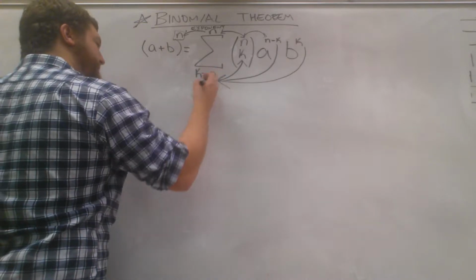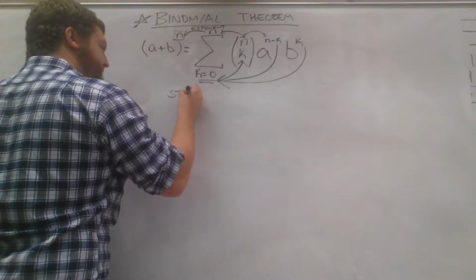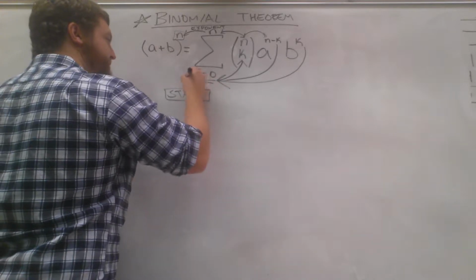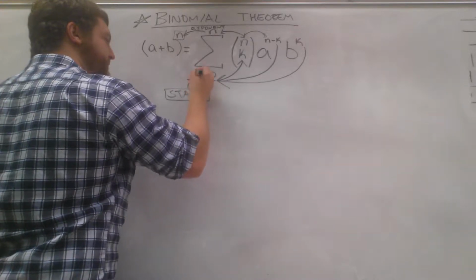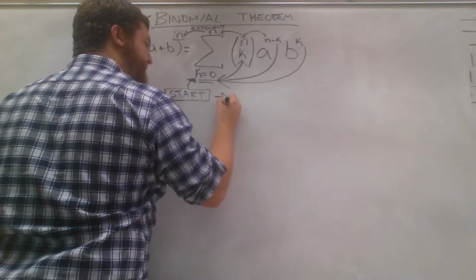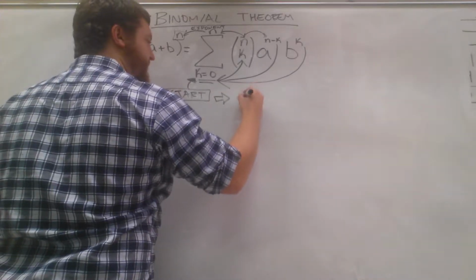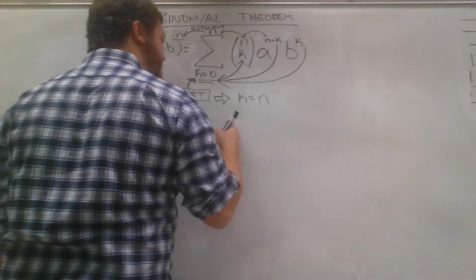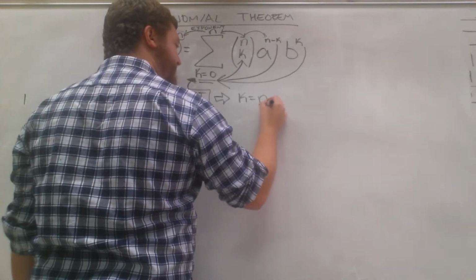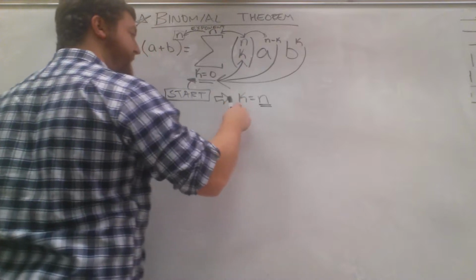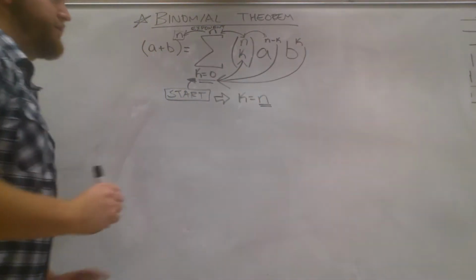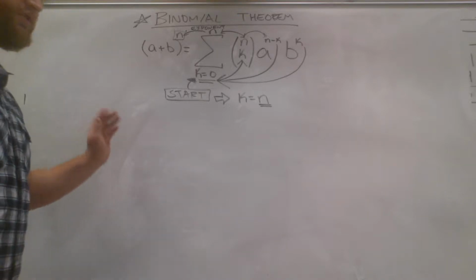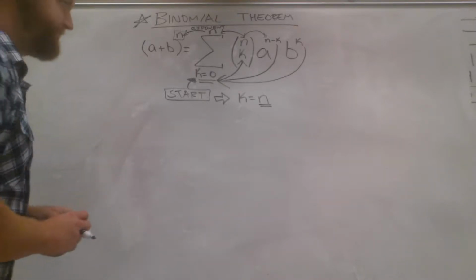This k equals 0 is where I start, and I go until k equals n. So k equals n, n represents what? The exponent. So I go until my k is the same number as my exponent. I know there's a lot going on there. Hopefully it makes sense. We're going to do a problem and work through it together.